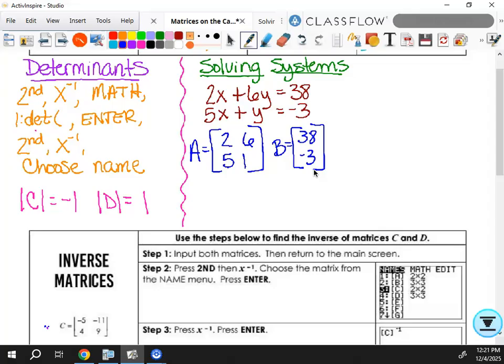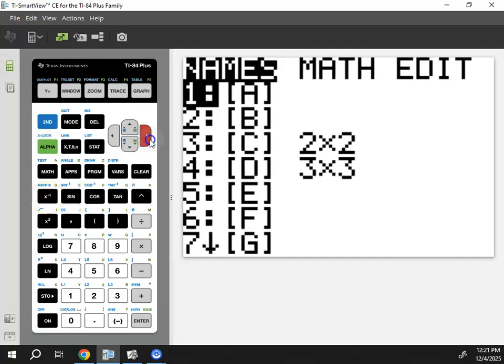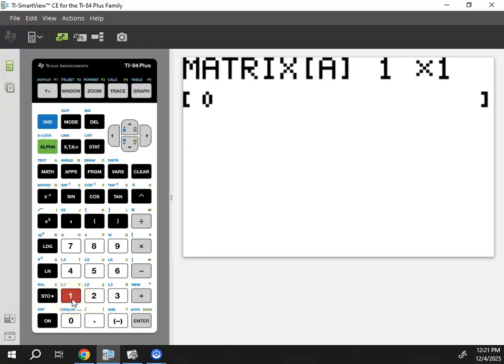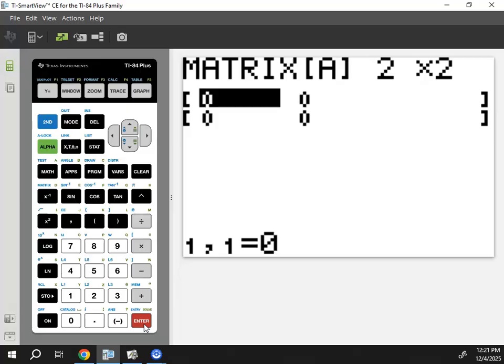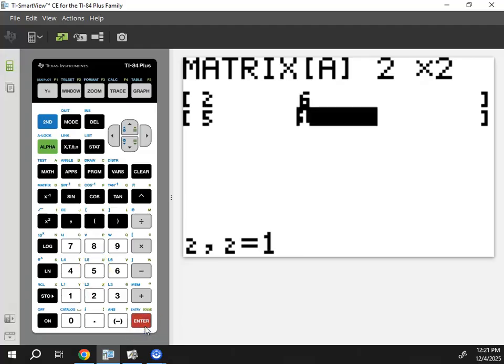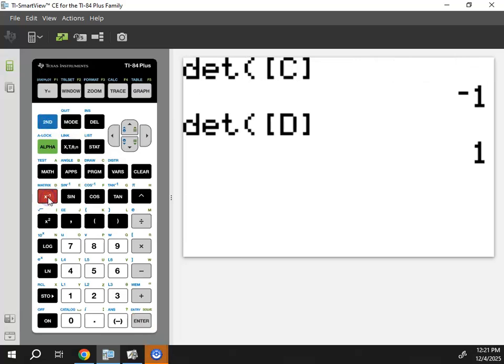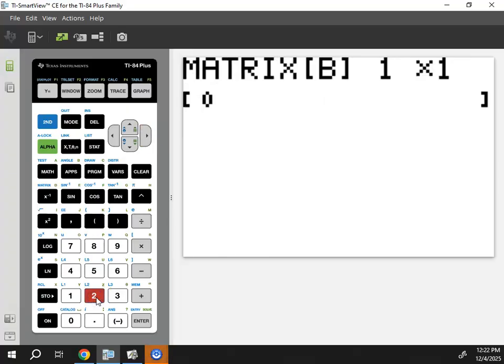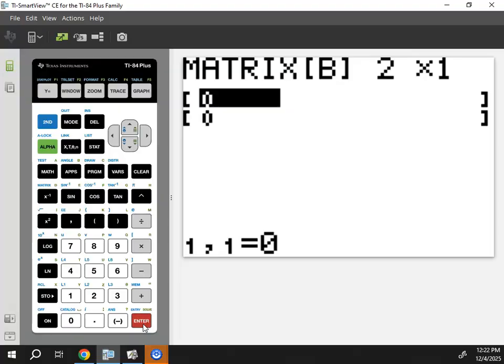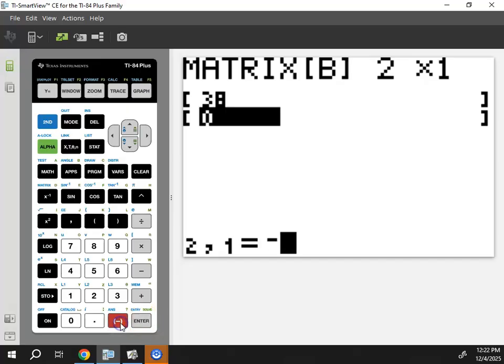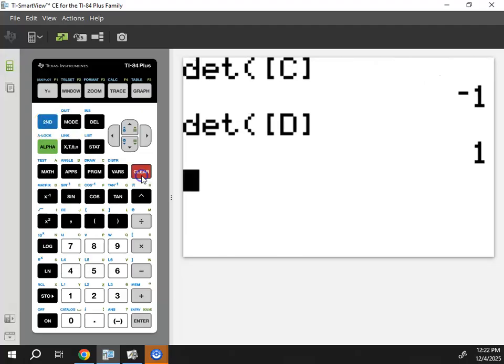So let's go ahead and put that into A and B in our calculators. Okay, so do second matrix, edit A. That is a 2 by 2. And then I'm going to do edit B, and that's a 2 by 1. 38 and negative 3. All right. So I have them both in there. On my home screen, I'm just going to hit clear so that it goes away.